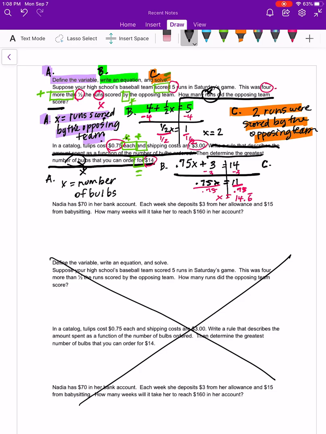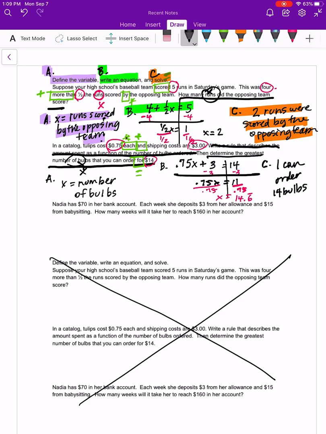So based on you had $14 to spend, you're only going to be able to get how many bulbs? It's either going to be 14 or 15. Do you have enough money to get 14? No. If you had exactly $14, you can get exactly 14.6 repeating bulbs. So you can't get 15. You can only get 14. So I can order 14 bulbs. And that would be your answer.